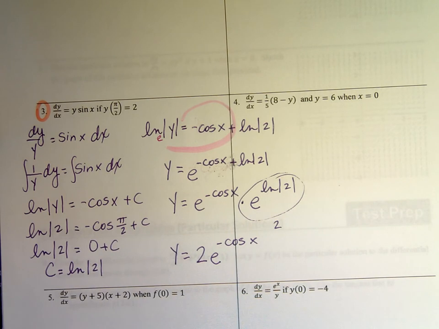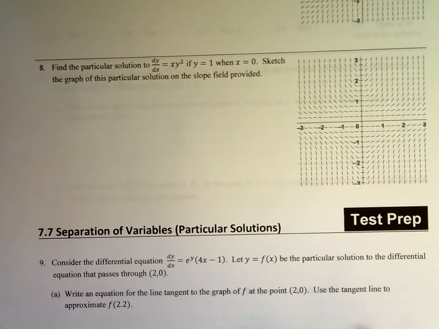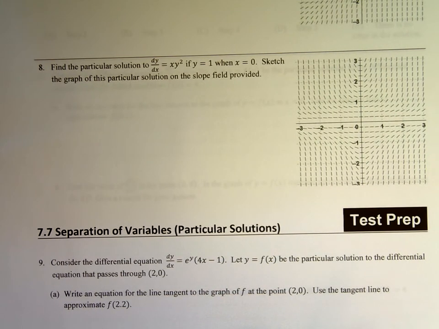All right, so there is a problem with trigonometry involved. Let's see if there's another one we should do. I think I'd like to do number 8. Number 8. Find a particular solution to this guy if y equals 1 when x equals 0. Sketch the graph of the particular solution on the slope field. Okay, well, that's what we've been doing all day.